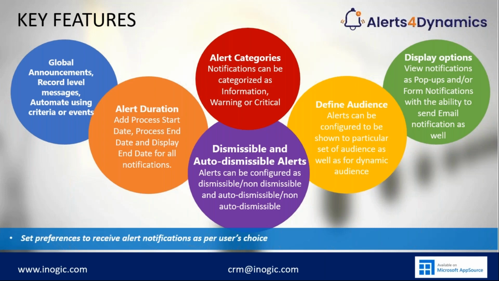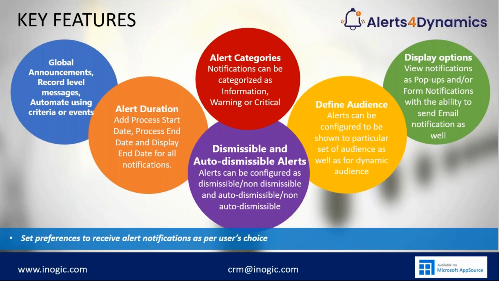Alert duration is where you define when you want to start the alert, and when it needs to be displayed to the users. That is completely configurable depending upon your choice. And there are different categories of alerts, whether you want to show the alert as an information, warning, or critical alert. And you can also set an option whether you want those alerts to be dismissible or auto dismissible.